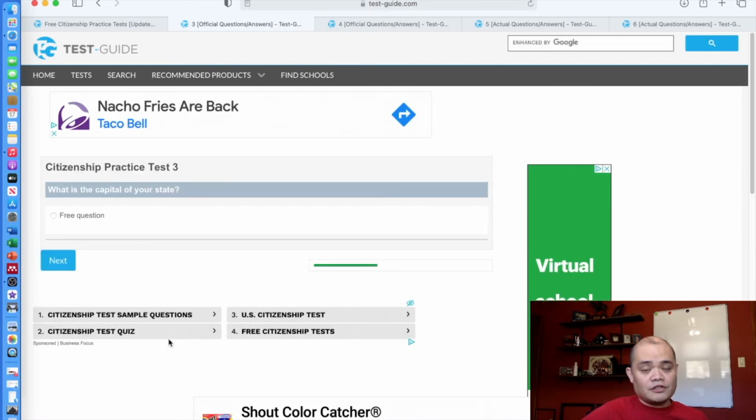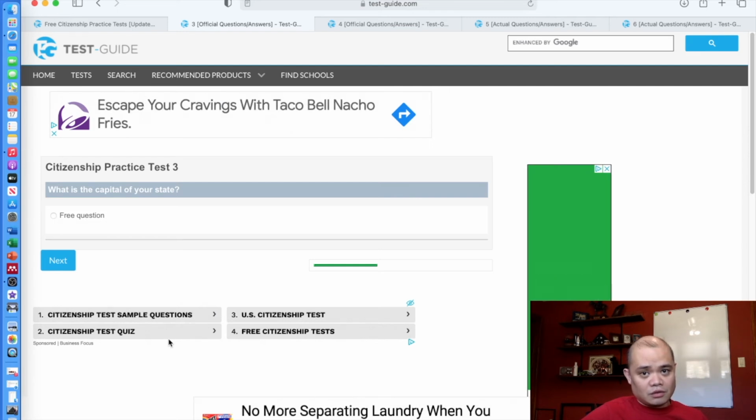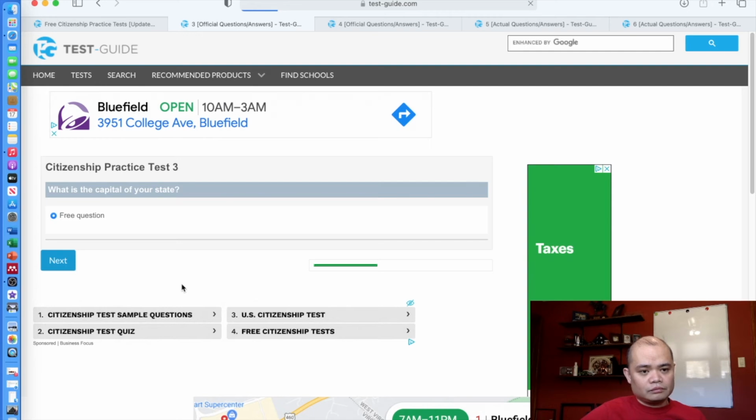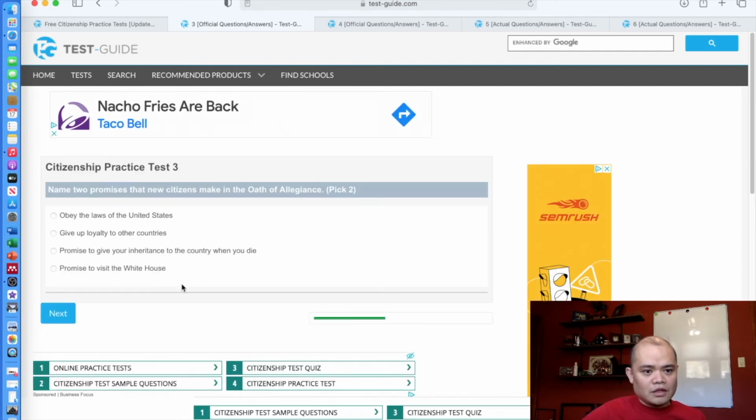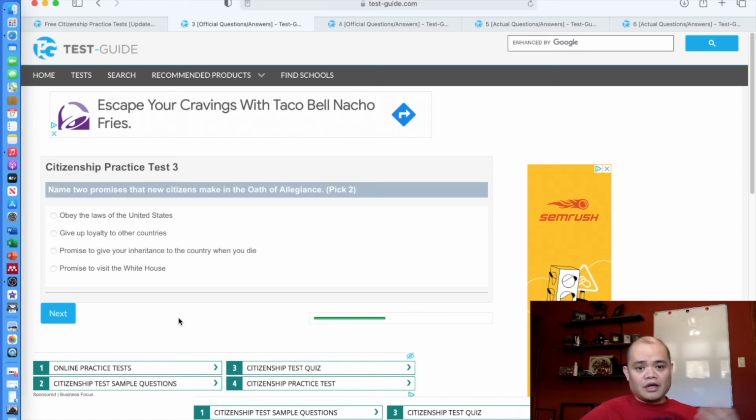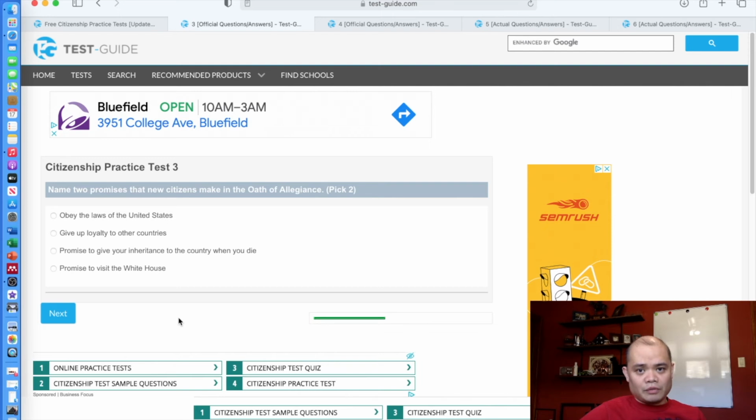What is the capital of your state? I live in West Virginia, so obviously it's Charleston, so that's a free question. Name 2 promises that new citizens make in the Oath of Allegiance. So here again, I have to pick 2, but since I cannot pick 2, therefore this will be marked incorrect, but I know that is correct.